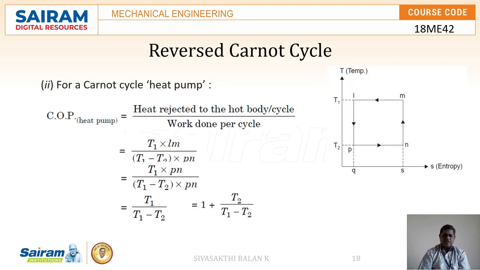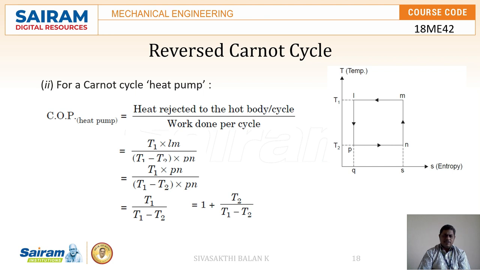Now let us consider what happens to the COP, or the coefficient of performance, when the reverse Carnot cycle works as a heat pump. The definition of COP is the ratio between the heat rejected to the hot body per cycle to the work done per cycle. This is exactly the opposite function of the reverse cycle refrigeration system. In a refrigeration system, we consider heat extracted from the cold body, whereas in a heat pump we consider heat rejected to the hot body. That is the difference. The remaining process will be the same as before.